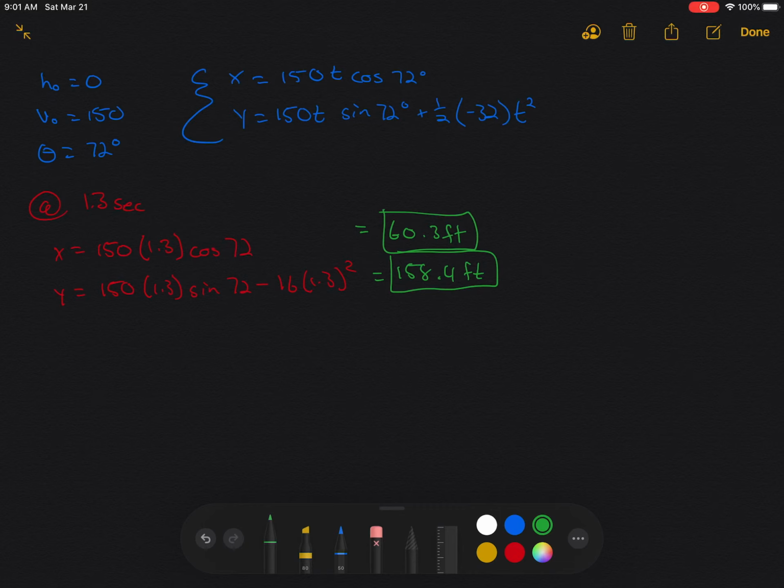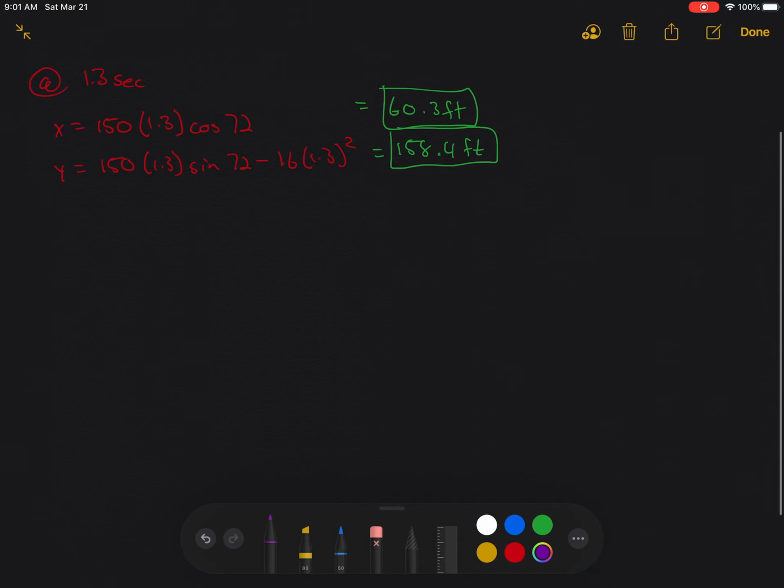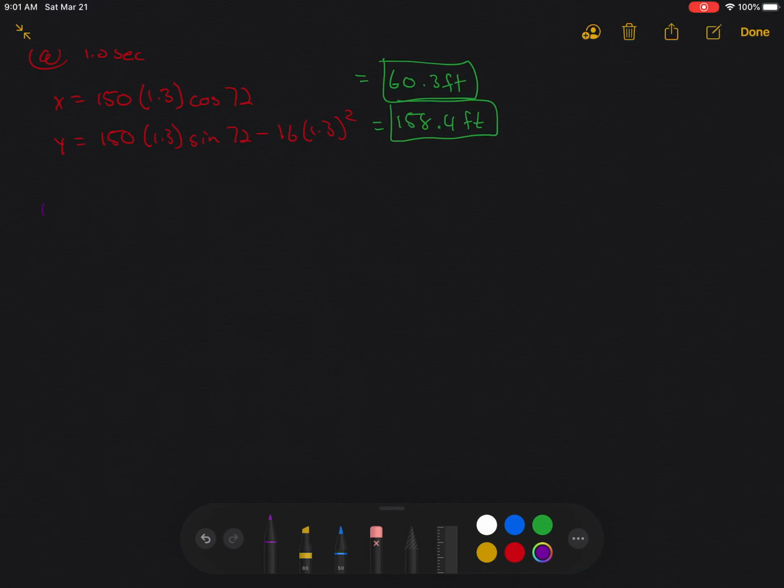Now, next question. Let's scroll up a little bit. When does it hit the ground? Now they want us to find out when the ball will hit the ground. All that means is, when does y equal 0? So we're going to just start solving for zeros.